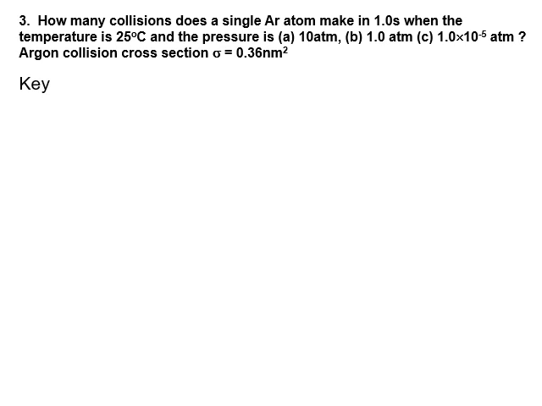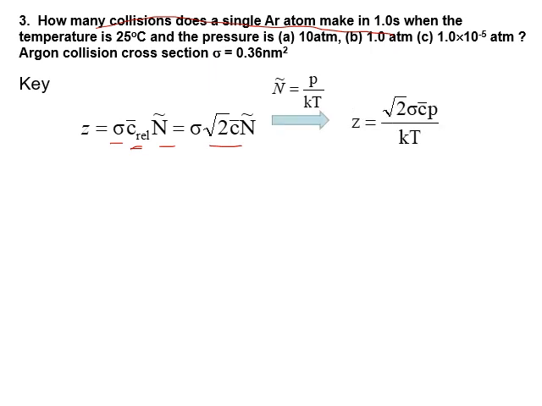Question number 3. How many collisions does a single argon atom make in 1 second? This is about collision frequency, collisions in every second. You can easily find the equation from the lecture notes. Collision frequency is calculated from cross-section area, relative speed, and number density. The relative speed is square root 2 times the average speed, and the number density is the pressure divided by kT. So here is the equation.